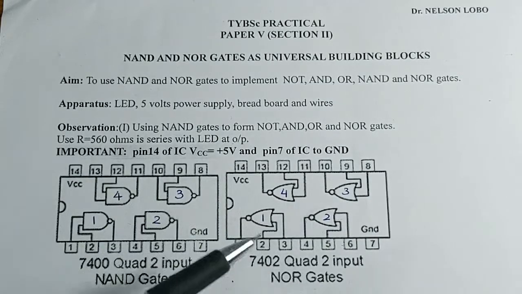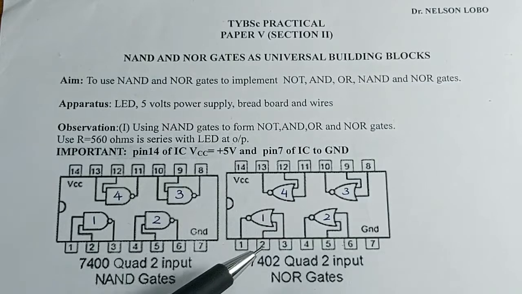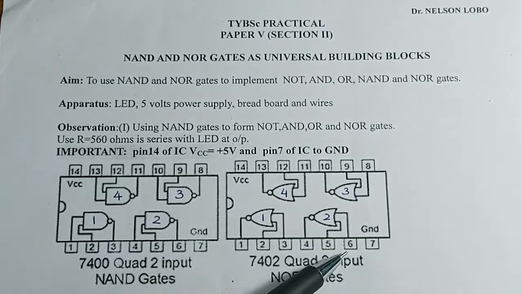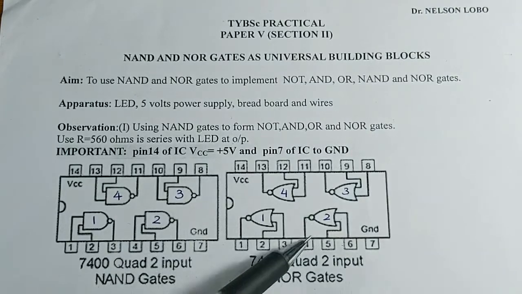In the same way I have done for the NOR gate. Pins 2 and 3 are the inputs, pin number 1 is the output, pins 5 and 6 are the inputs, pin 4 is the output of gate number 2, and so on. So we shall be using NAND gates first to make NOT gate, OR gate, AND gate, and so on.